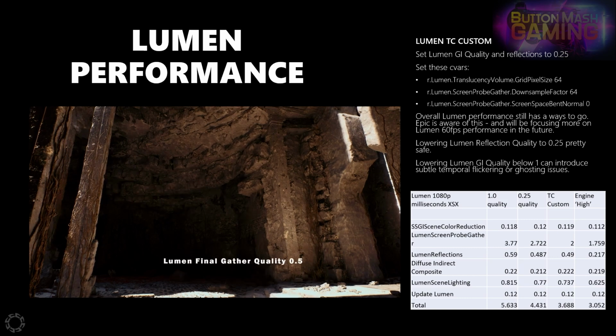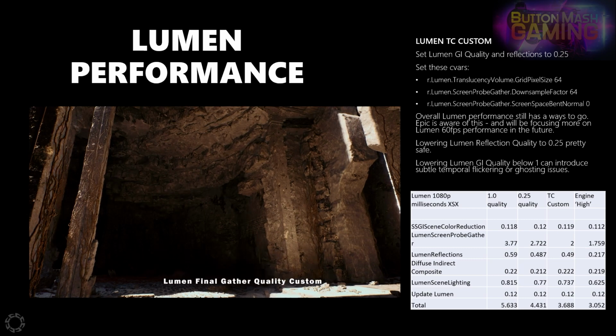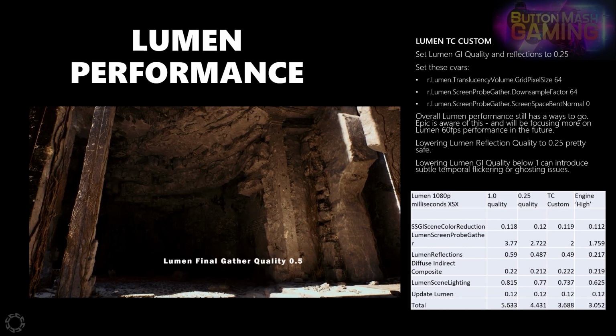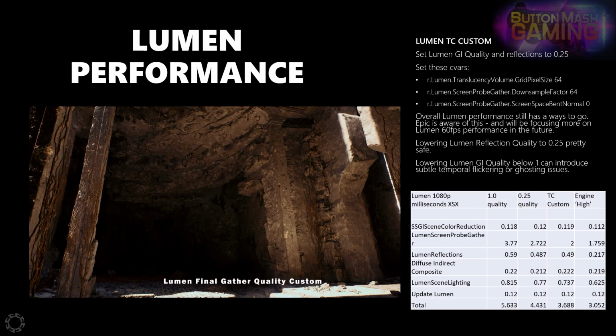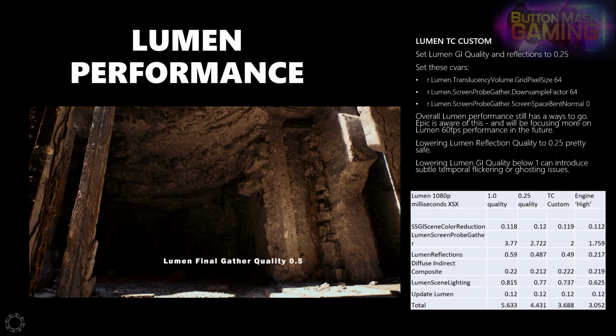This got us about 3.6 milliseconds, 3.688 on Xbox Series X, and then Epic also has engine quality high. This is mainly for targeting 60 FPS, sort of what Epic has said. And this was even faster at 3 milliseconds. So there's various flavors of Lumen you can definitely go with, various quality settings. It is quite scalable, which is fantastic. And so we're looking forward to performance improving on Lumen over time.